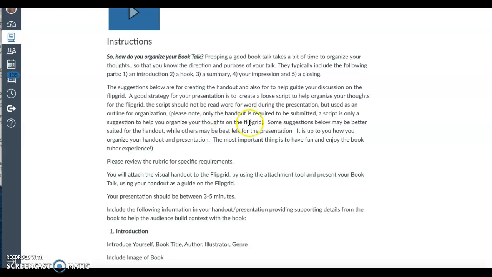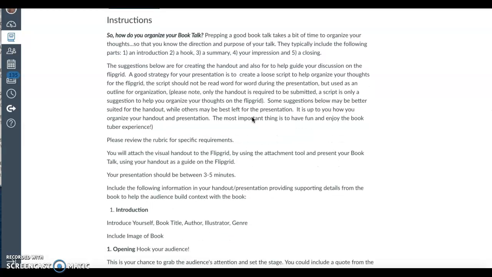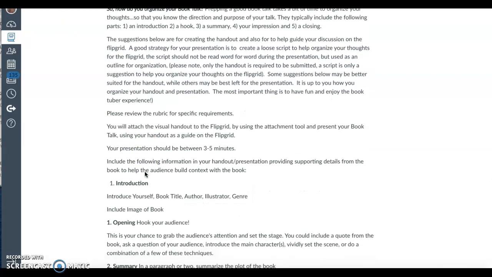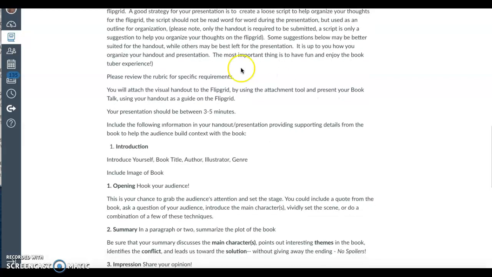Again, the only thing that's required to submit is the handout. A script is not required. It's just if that is something that helps you organize, you're certainly welcome to do so. The most important thing to me is that you have fun exploring what it's like to be a booktuber, and that you do have the information, but whether it's presented in the handout or in the presentation is up to you.